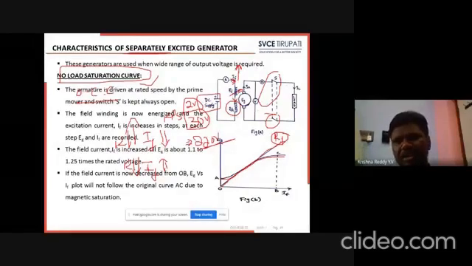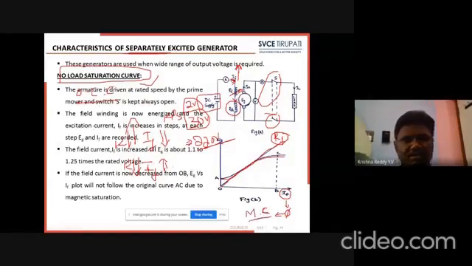Another name is magnetic characteristics, because the induced EMF varies with respect to the field current. The field current depends upon the flux produced in the winding. That's why it is also named magnetic characteristics, or magnetization characteristics.